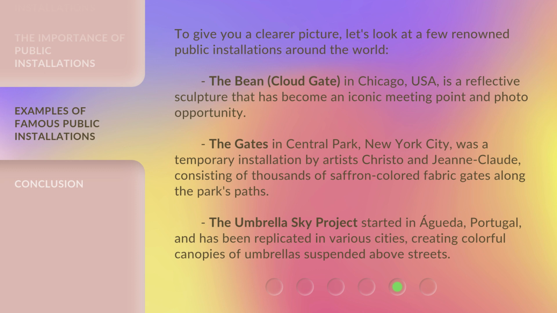thousands of saffron-colored fabric gates along the park's paths. The Umbrella Sky project started in Agueda, Portugal, and has been replicated in various cities, creating colorful canopies of umbrellas suspended above streets.